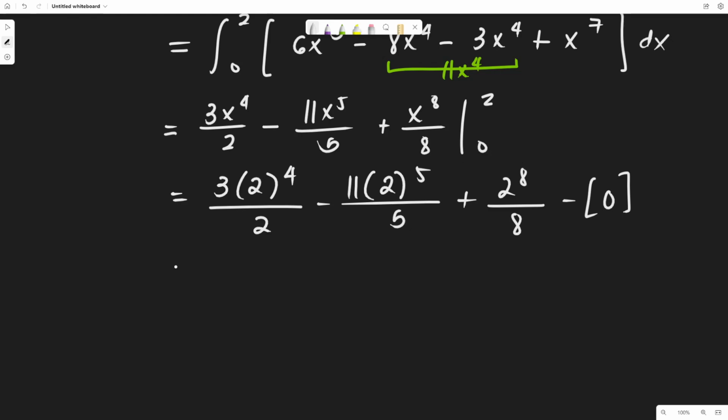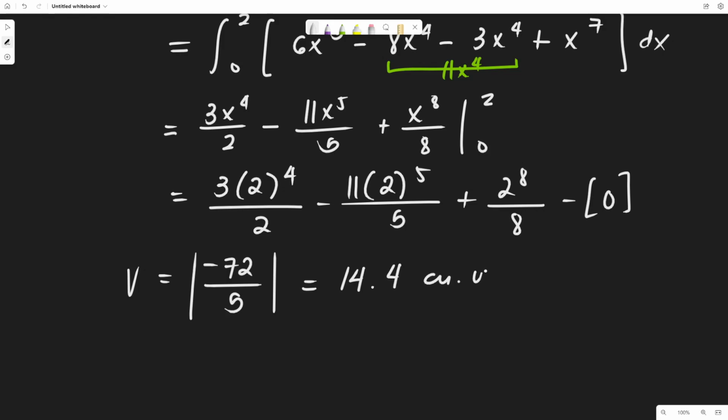Okay, so therefore, our volume is equal to, that is negative 72 over 5. Diba? Then sabi nga natin, since we are talking about volume, there is no negative volume. So, kunin na natin absolute value. Our final answer is 14.4 cubic units.